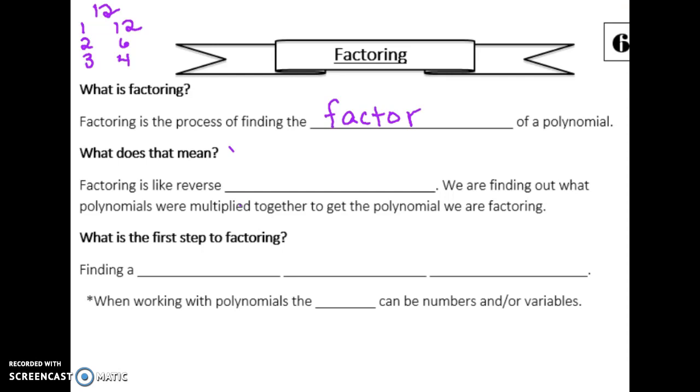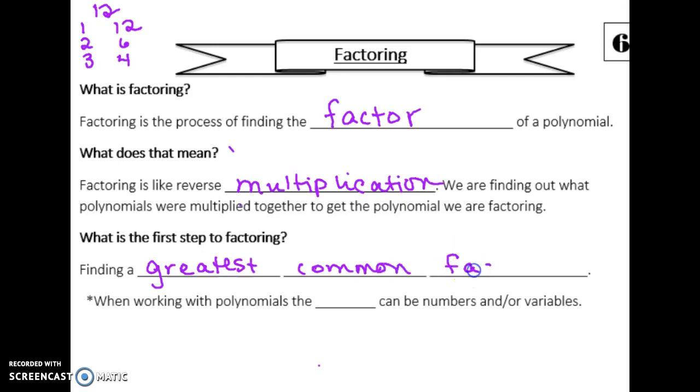Okay, factoring is like reverse multiplication. That's right in the word multiplication. We are finding out what polynomials were multiplied together to get the polynomial we are factoring. And finding a greatest common factor is the first step. So the greatest common factor, or we call it the GCF. Okay, so the GCF can be numbers and/or variables.